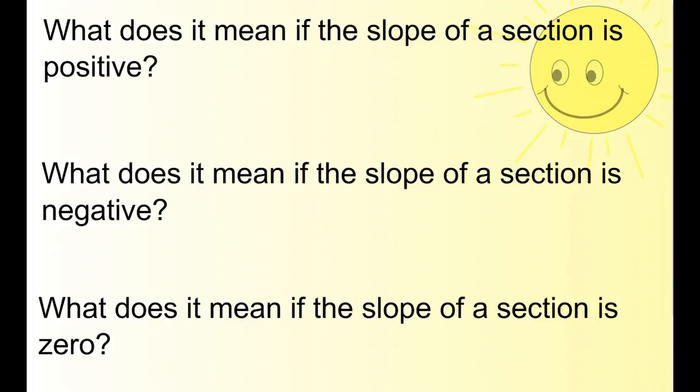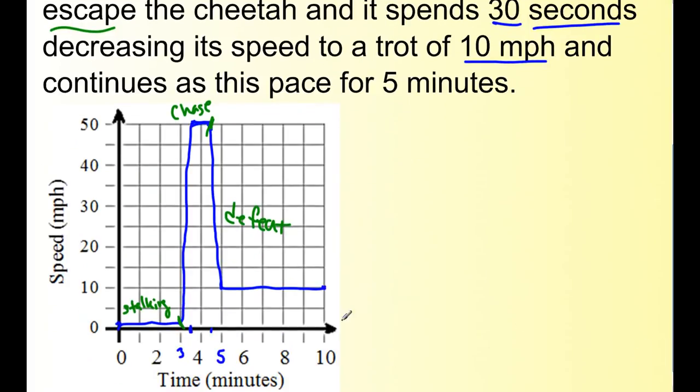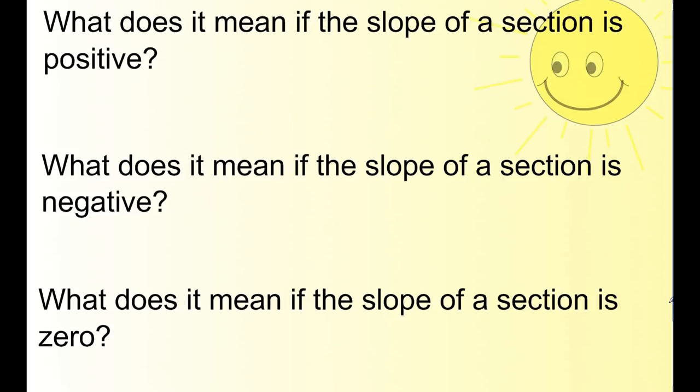So, a couple questions about this cheetah speed graph. It says, what does it mean if the slope of a section is positive? What does it mean if the slope of a section is negative? And what does it mean if the slope of a section is 0? So when the slope is positive, like here, what does that mean? When a slope is negative, like here, what does that mean? And if a slope is 0, like here, here, and there, what does that mean? Go ahead and put down a response to each of these questions. When you're ready to continue, hit play. We'll go through them together.